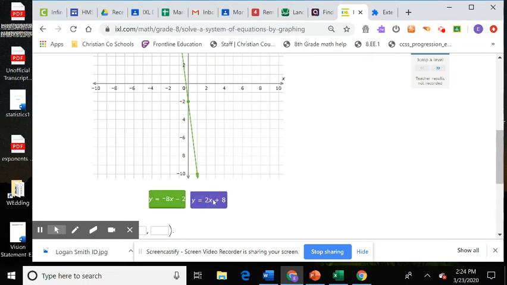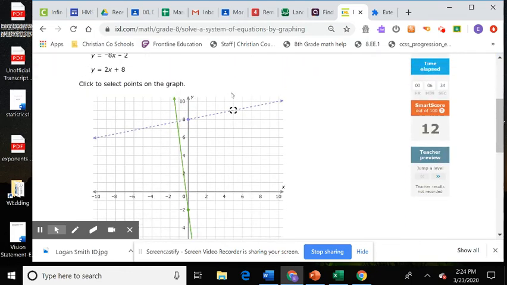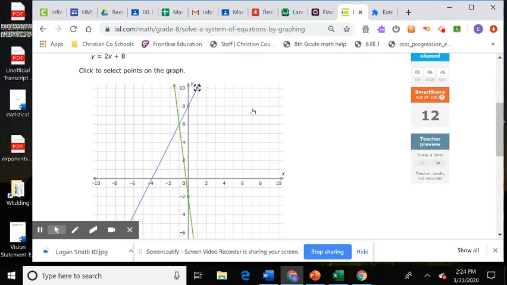Then we'll click on the purple one. This one starts off at positive 8, so we start off at the 8, and then the coefficient is 2, and it's positive, so that means we're going to go up 2 over 1. When it's positive, this arrow is pointing up, so that's how you make sure that you do it correctly. And again, all of these, I've always went from left to right.